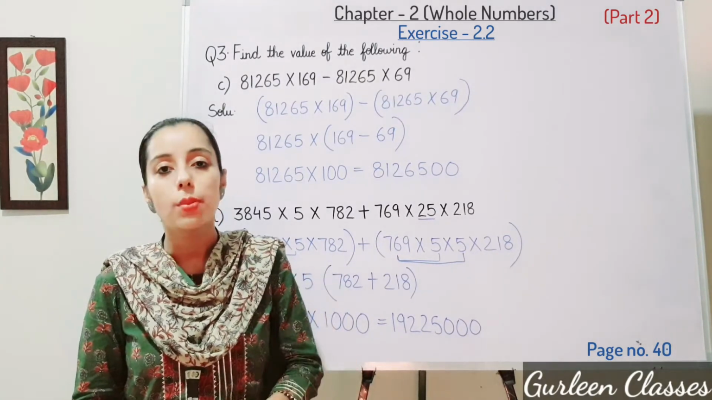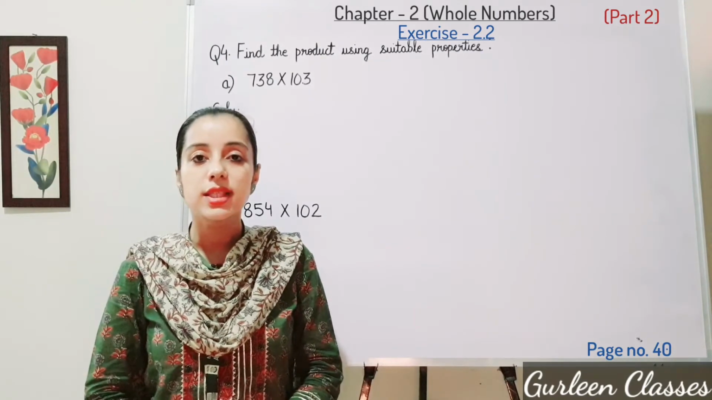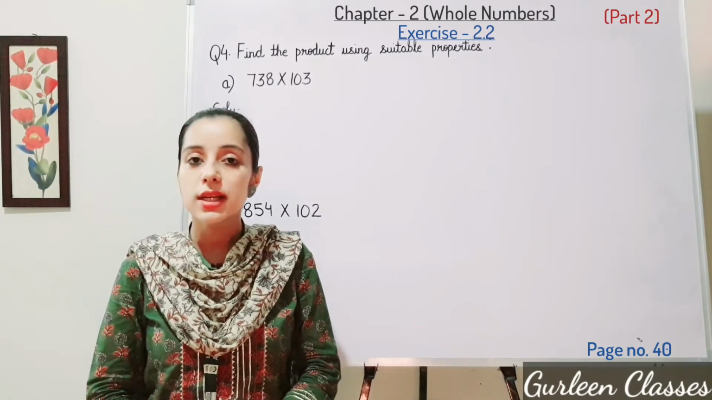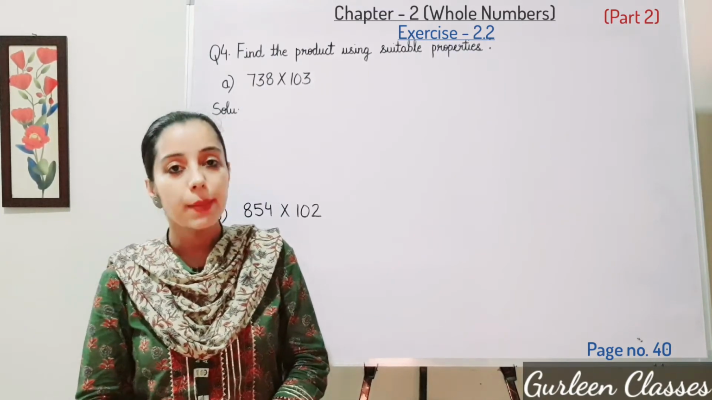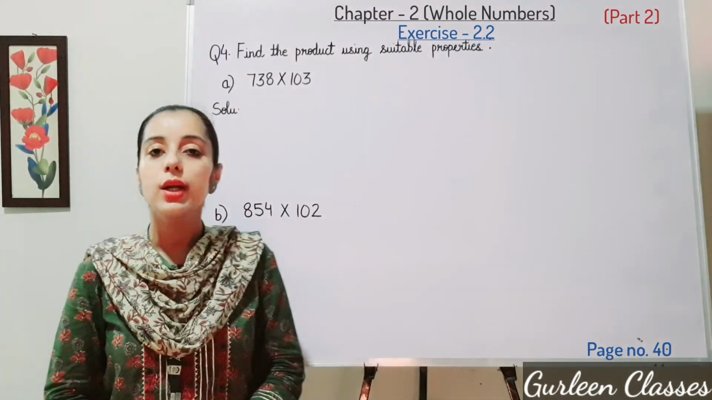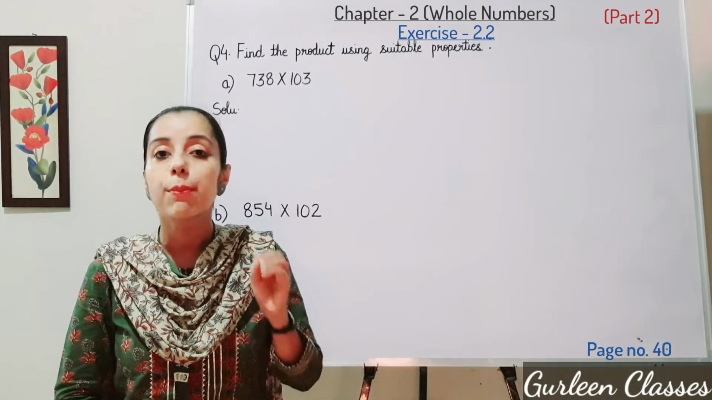Whichever number is common, you have to write it outside. Question number 4. Find the product using suitable properties. So students, these questions are based on properties which we discussed earlier. A bar, 738 into 103. So the number is given and we have to use the property here.